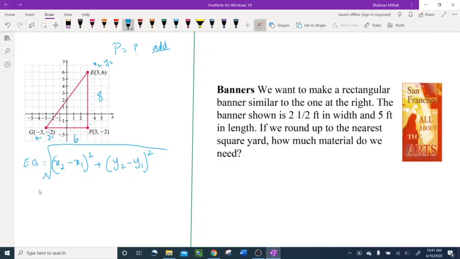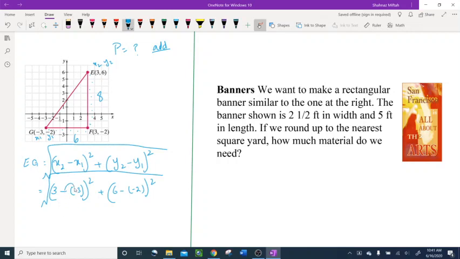So what is my x2? My x2 is 3 minus, what is x1? Negative 3. So negative 3 within the parentheses, and the whole thing is squared, plus y2 is 6, y1 is negative 2, again whole squared, and in the square root. Let's solve all of this.